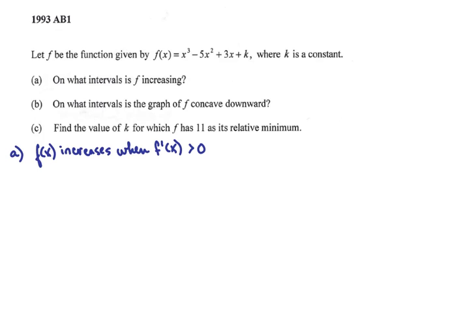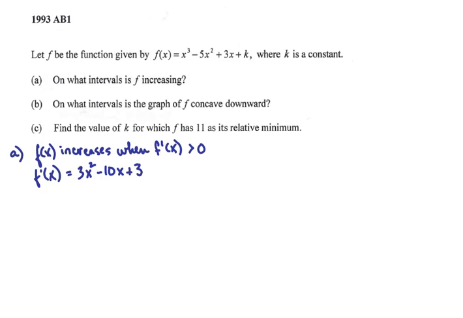So the first thing we're going to do is find the derivative of f, set it equal to 0, do a sign test, and find out on which intervals the derivative is positive. So the derivative is 3x squared minus 10x plus 3.